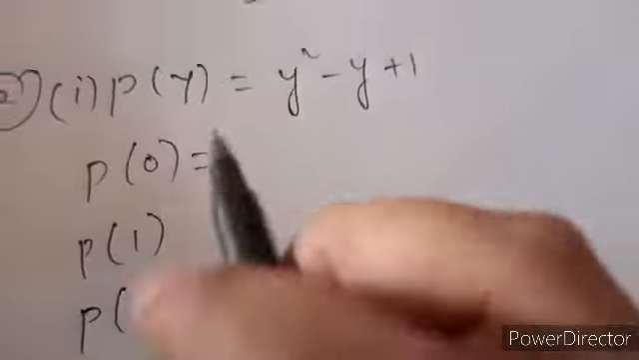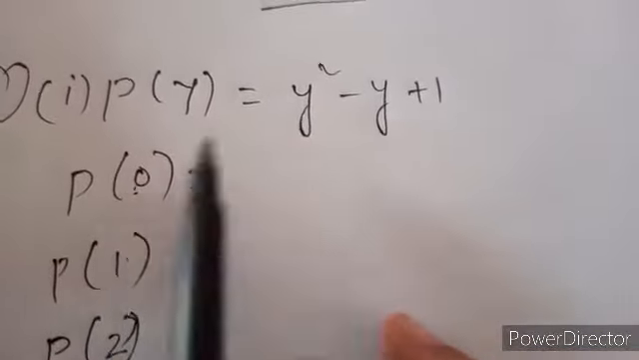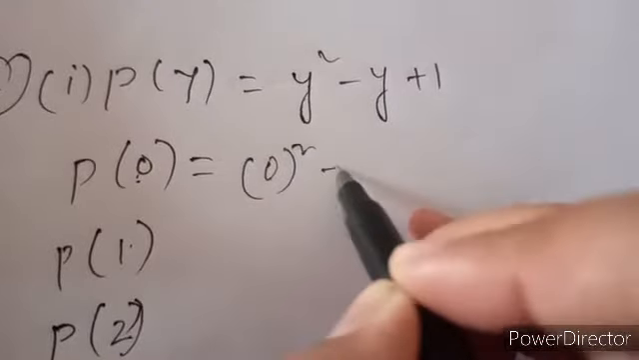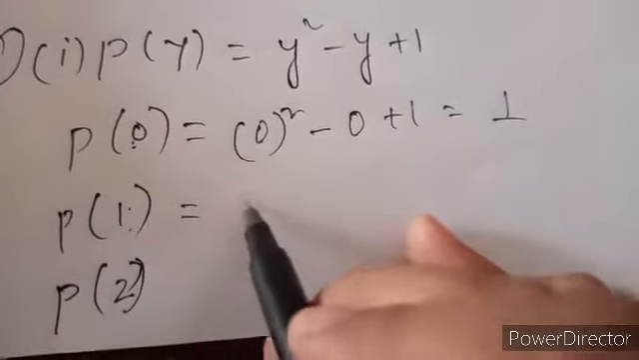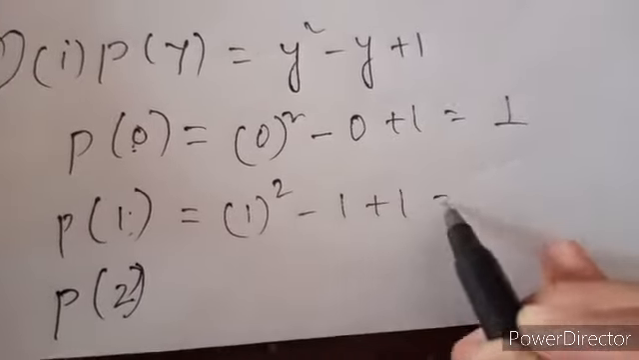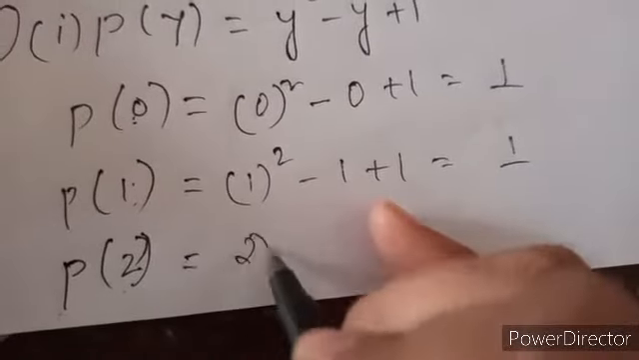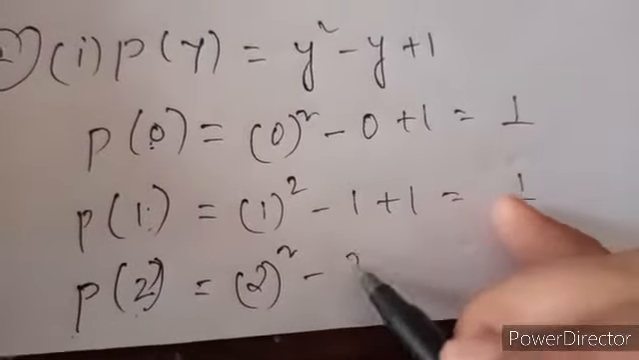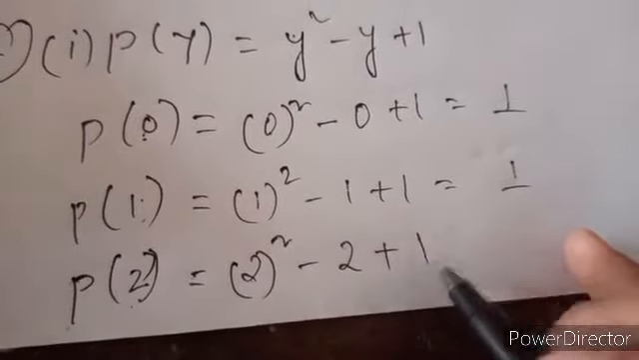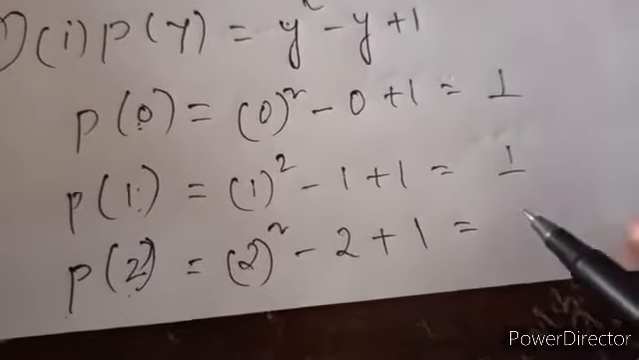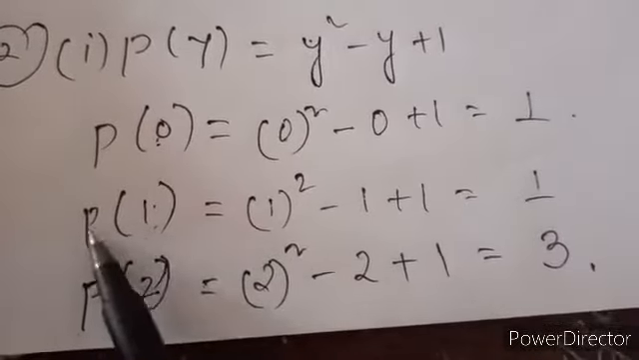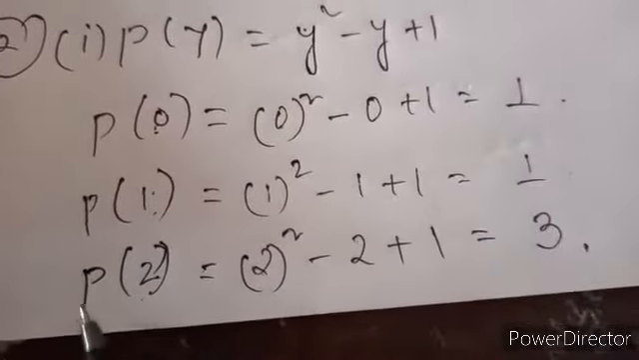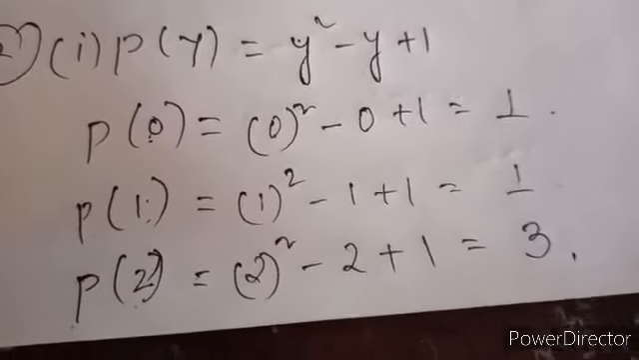Here don't get confused. Whatever points are given here, in that value you have to simply substitute. So the first answer is 1. Then p of 1, in place of y, now you have to put 1. So the second answer is again 1. And next is p of 2, that is in place of y, now you have to put 2. This will be 2 square minus 2 plus 1. So this will be 3. So p of 0 for this polynomial is 1. P of 1 for the same polynomial is 1 again, and p of 2 is coming to be 3.